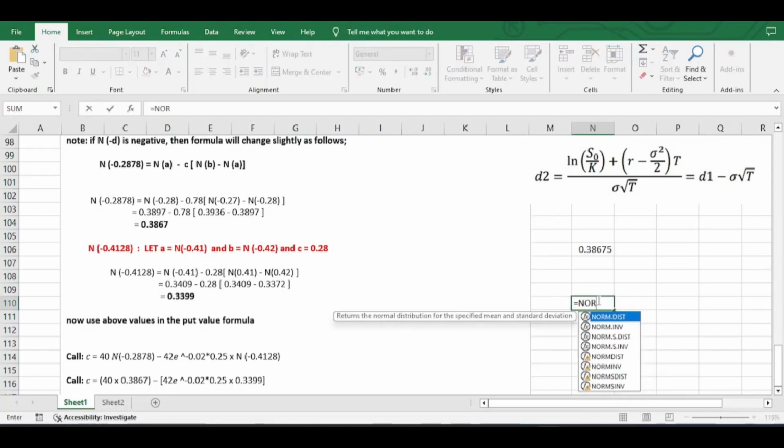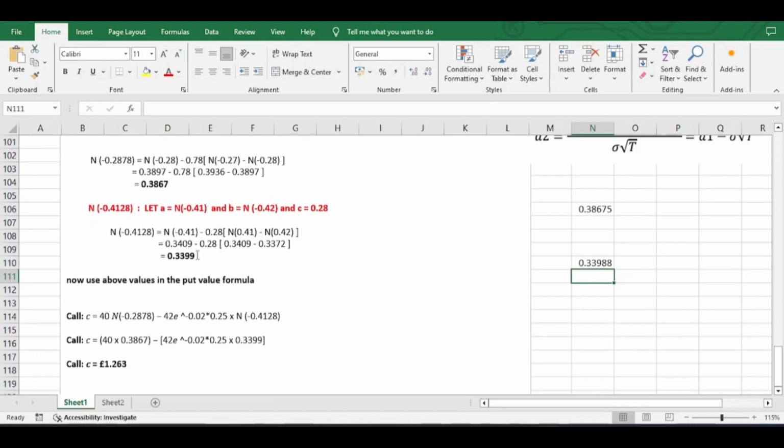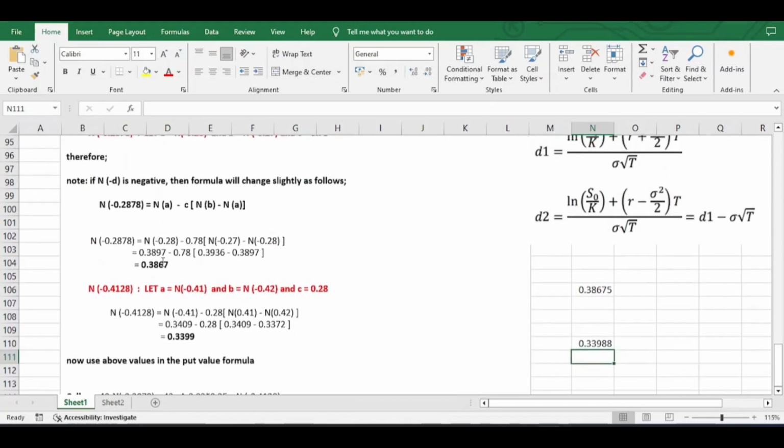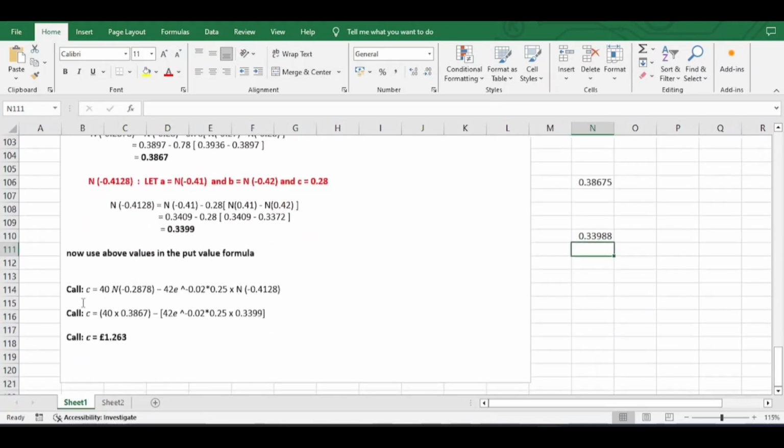Double checking that value from the Excel function, negative 0.4128. Your answer is correct. Now, once you have the normal distribution probabilities, place these values into the call option formula and you get your value of the call option.